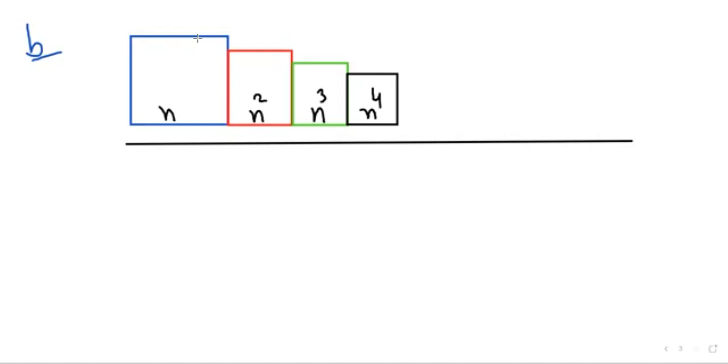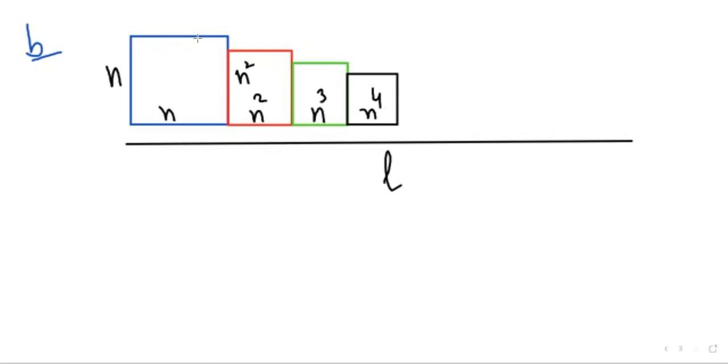So in the question, it is mentioned that the diagram shows RS with the length of L centimeters. This whole length is L centimeters, with L greater than 0, and a sequence of squares with side length n centimeters. It means this length is n, so its height is also n. If this length is n squared, its height would be n squared, then n cubed, n to the fourth, and so on.